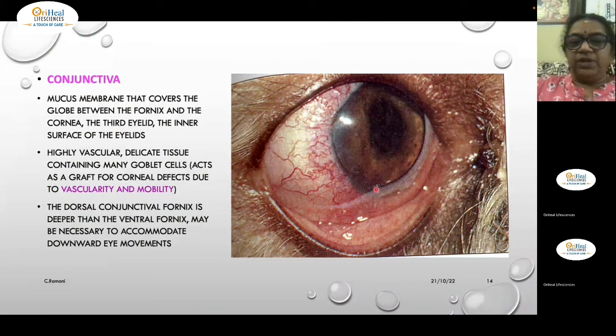So normally the dorsal conjunctival fornix is deeper when compared to the ventral conjunctival fornix. Fornix is the space. So actually the reflection goes like this and it ends up and then comes down. So that space is called the fornix. And usually in dogs, the upper eyelid will be more mobile when compared to the lower eyelid. So also the fornix is deeper for the upper when compared to the lower.